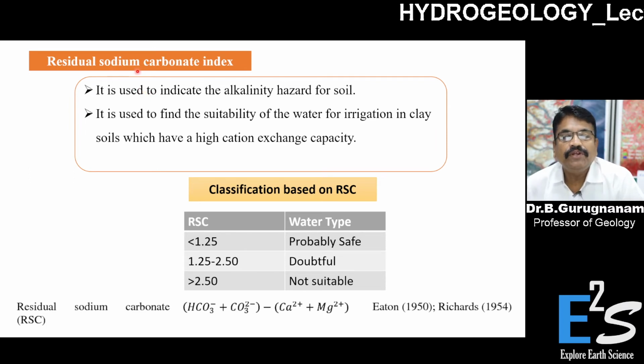Coming to the residual sodium carbonate, RSC, normally we call it RSC. It indicates the alkalinity hazard for soil. It is used to find the suitability of water for irrigation in clay soils which have higher cation exchange capacity. If RSC is less than 1.2, it is probably safe, and it is doubtful and not suitable if it is beyond 2.5. It is calculated using the formula bicarbonate plus carbonate over calcium plus magnesium. It was initially proposed by Eaton in 1950, and reworked by Richards in 1954 for the assessment of residual sodium carbonate.